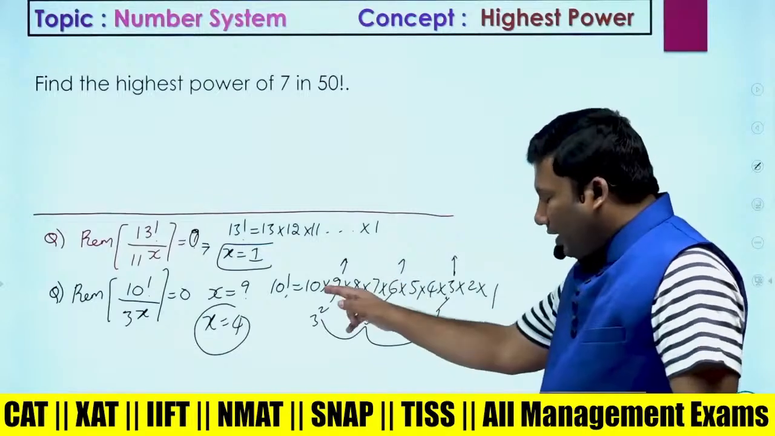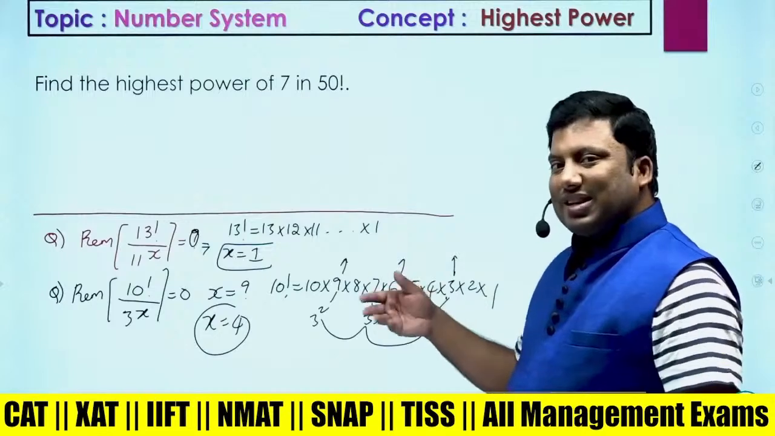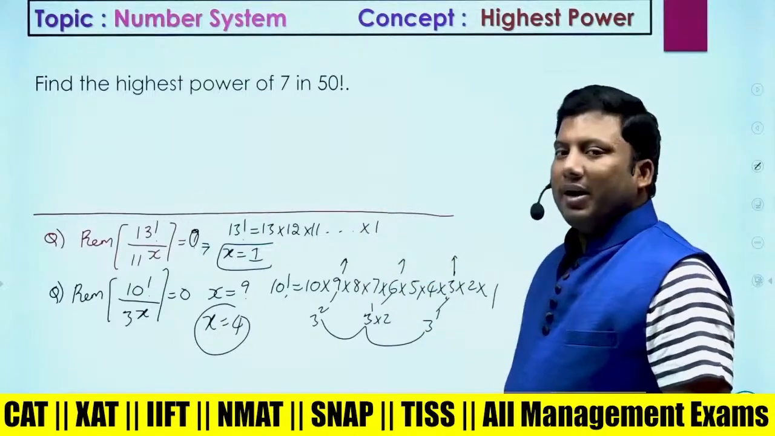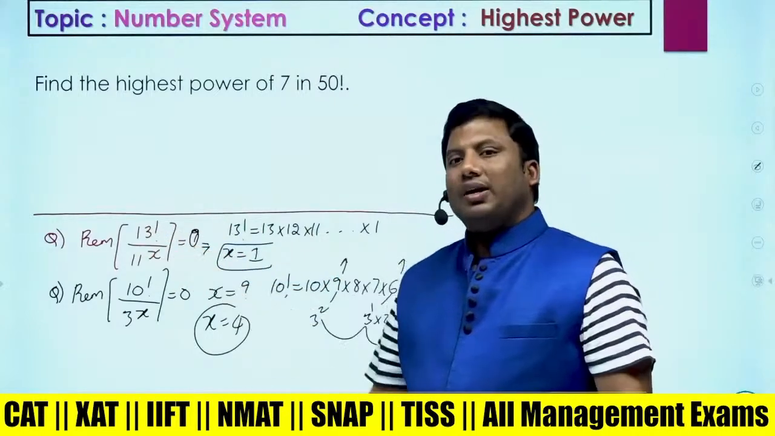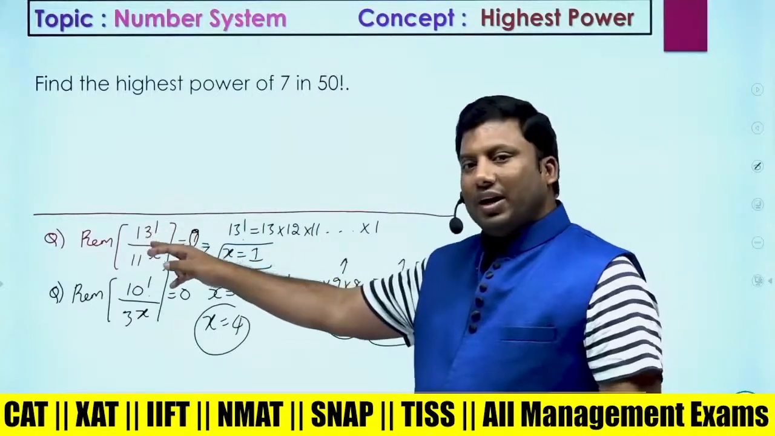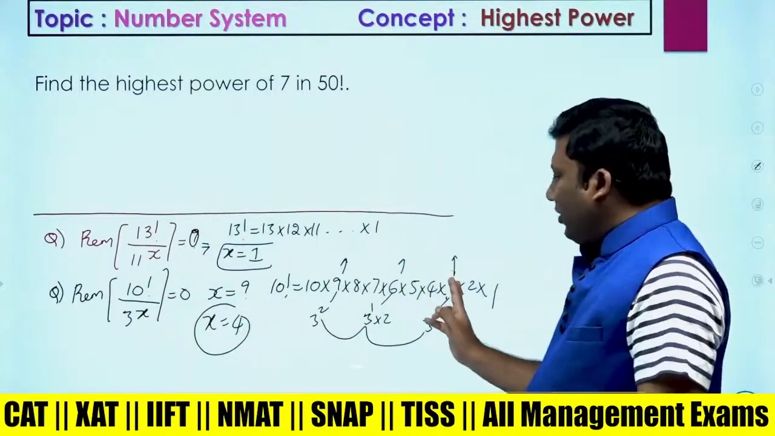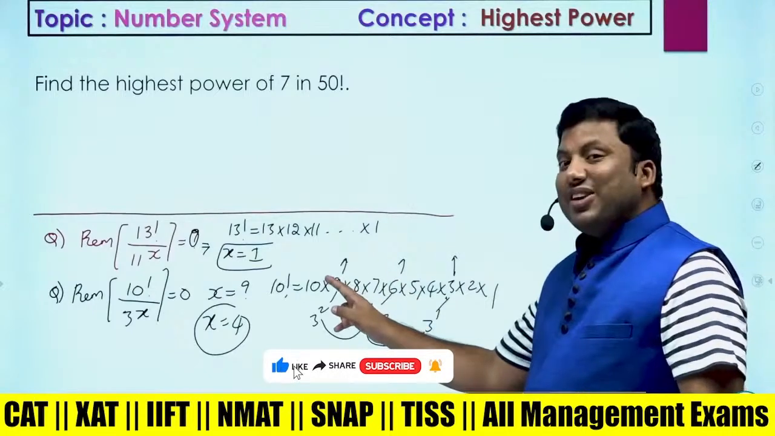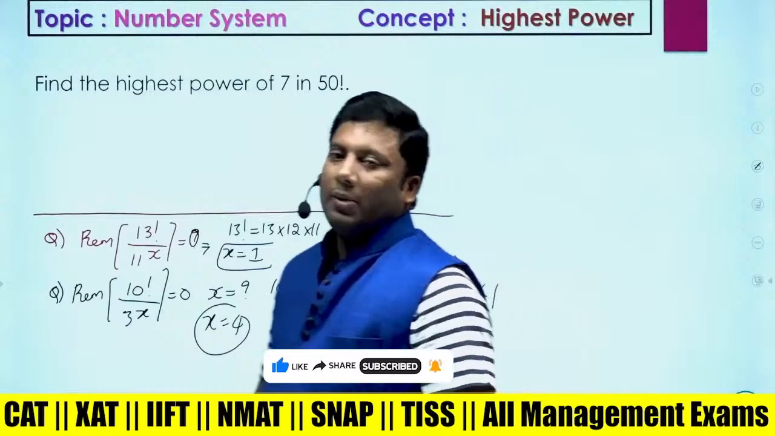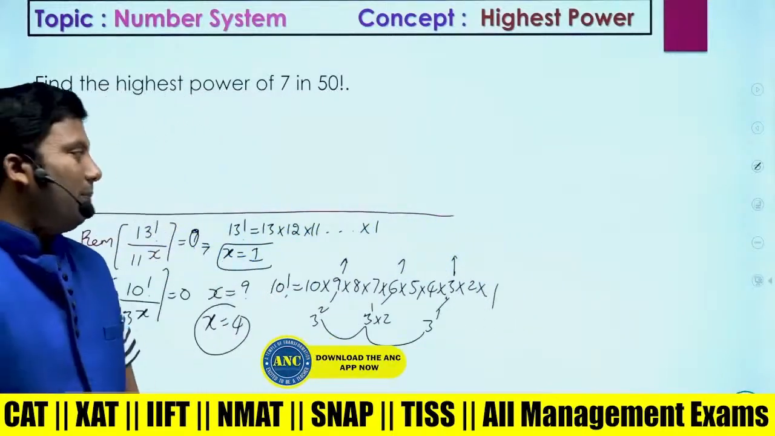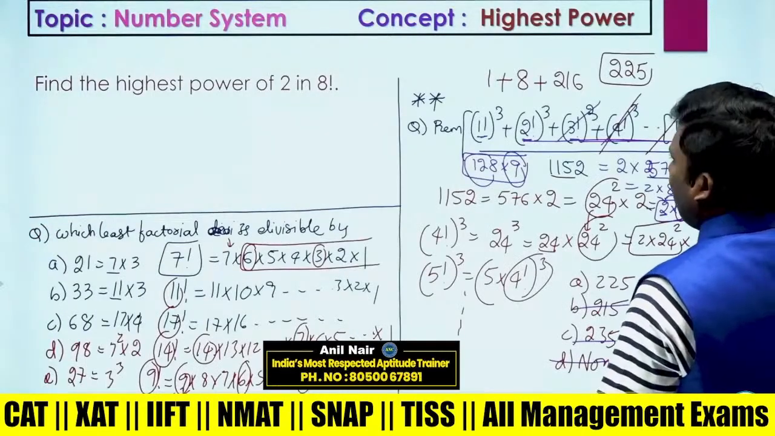But doing all this is a time consuming process. That is the reason we will do successive division by the power. That I will explain in the next slide. 13 factorial divided by 11 power x: 13 factorial contains 1 power of 11, so x is 1. In 10 factorial, 3 1s are 3, 3 2s are 6, 3 3s are 9. 3 square, 1 power of 3, 1 power of 3: 3 power 2 plus 1 plus 1 is 3 power 4. So the x value will be 4.